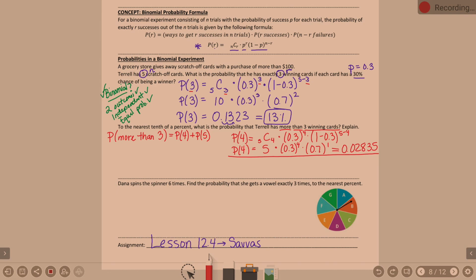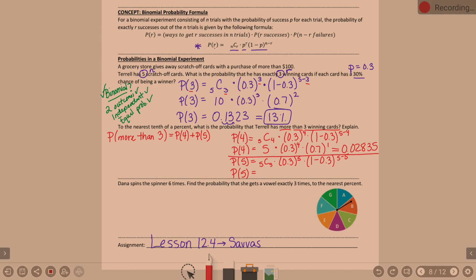I also need to repeat this with probability of getting 5 winning cards. So that was 4, now 5. So everything that was 3 earlier that we changed to 4s is now changing to 5s. So we have 5C5, 0.3 to the 5th, and 1 minus 0.3 to the 5 minus 5.